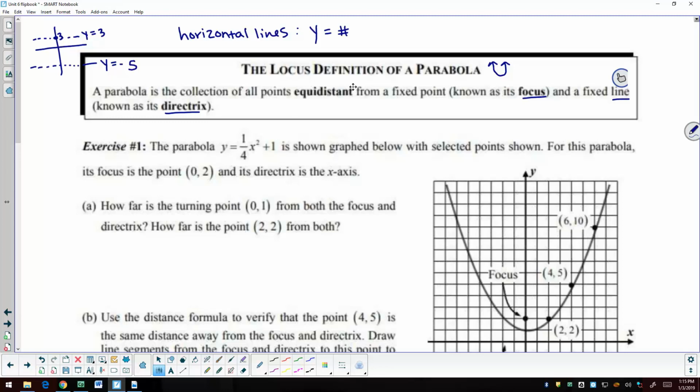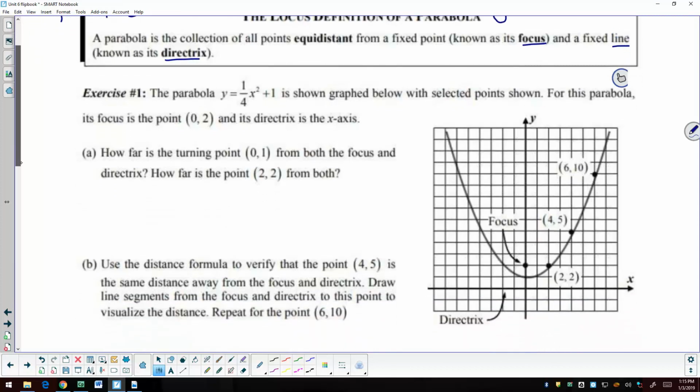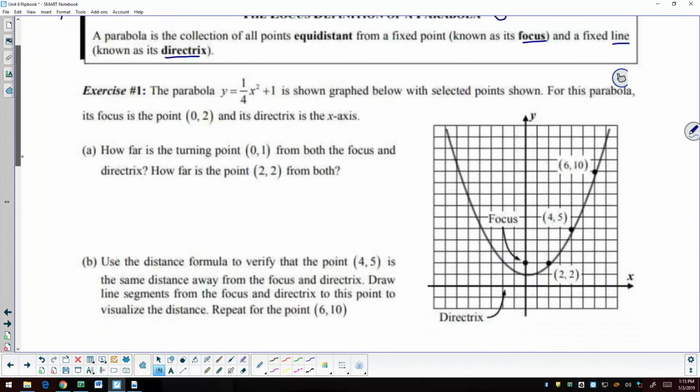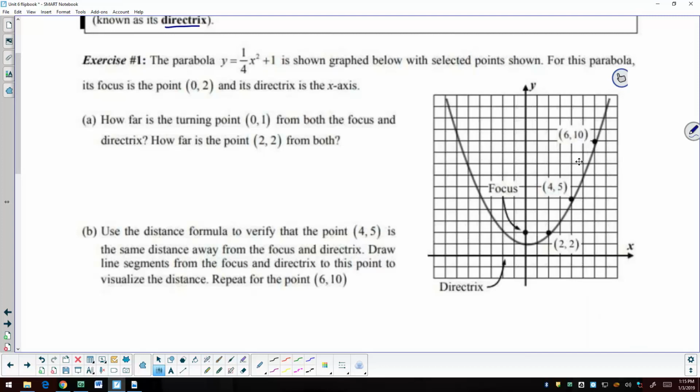So anyways, back to focus and directrix. What is special about these 2 things is that if you chose any point on your parabola, so if you look at this one in exercise 1, if I chose any point on here, the distance that that point is to the focus will be the same as it is to the directrix. Now the only problem is, if you are finding the distance from any point to the directrix, that's going to be pretty easy because you can just count how many lines on your graph it is away from that line.